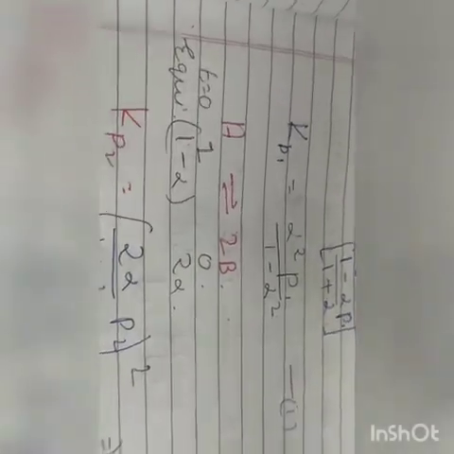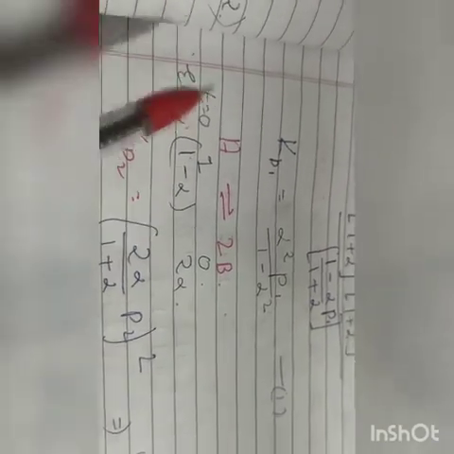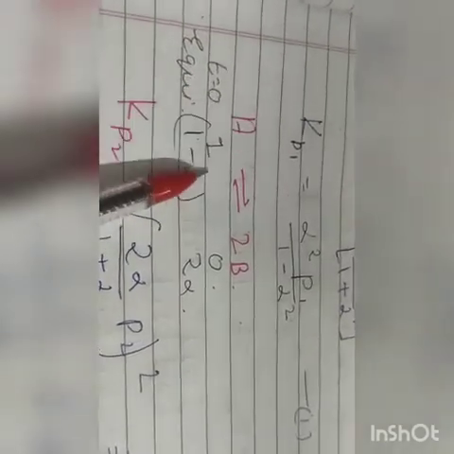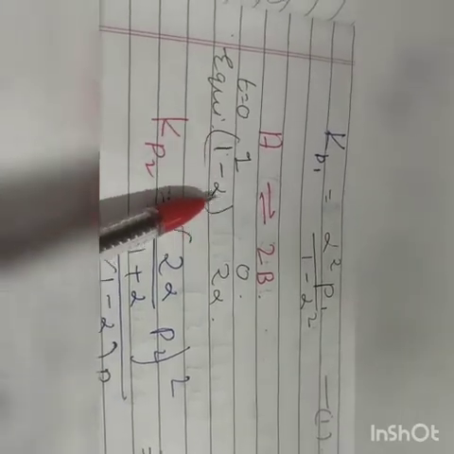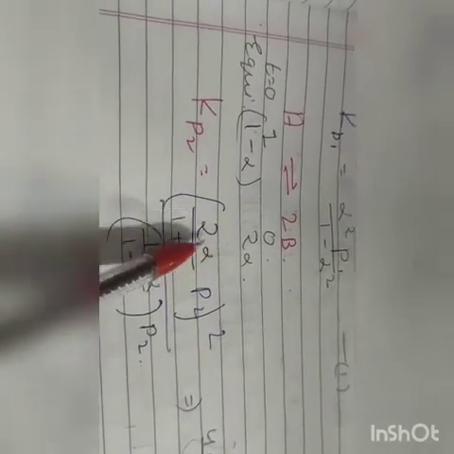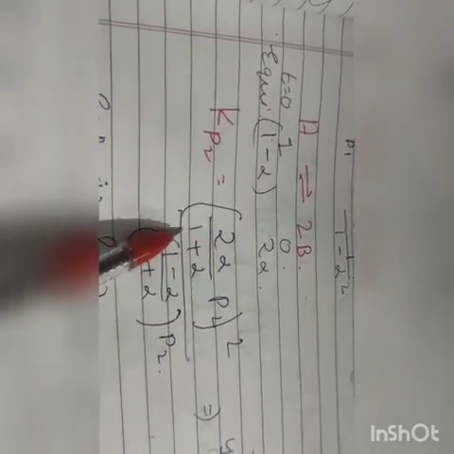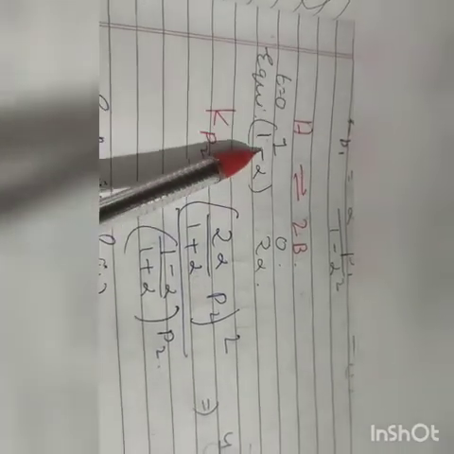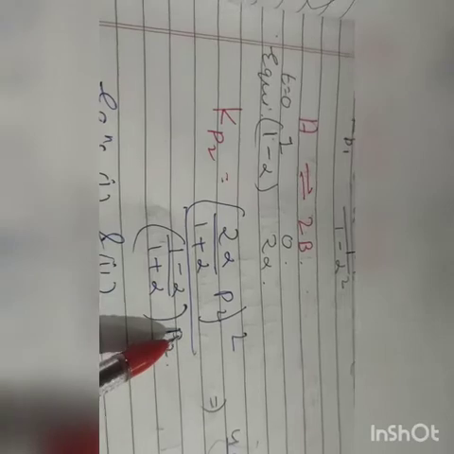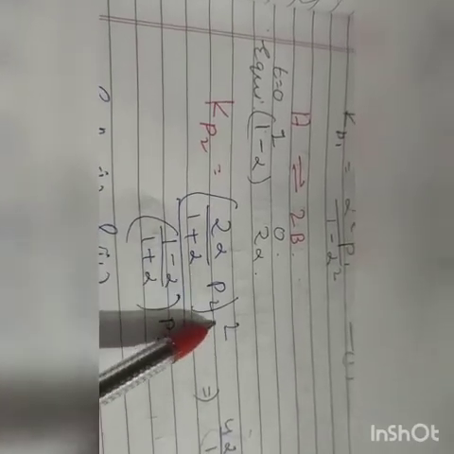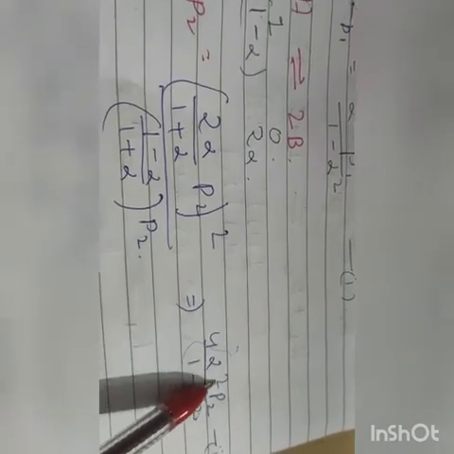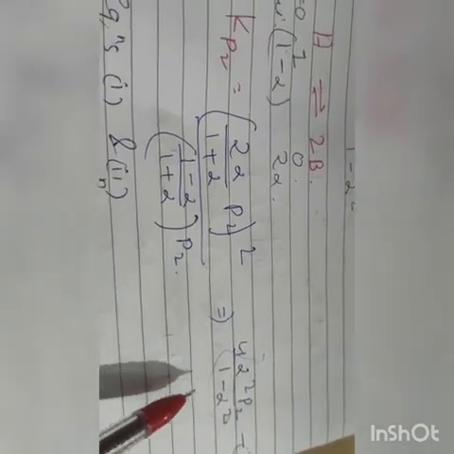So this will be the equation: Kp1 will be alpha square P1 by 1 minus alpha square. For A going to 2B, at time 0 it will be 1 and 0, and at equilibrium 1 minus alpha, 2 alpha. So Kp2 will be, for B, 2 alpha by total 1 plus alpha, and for A, 1 minus alpha by 1 plus alpha. So here P2 square by P2, one P2 will be left, so it is 4 alpha square P2 by 1 minus alpha square.